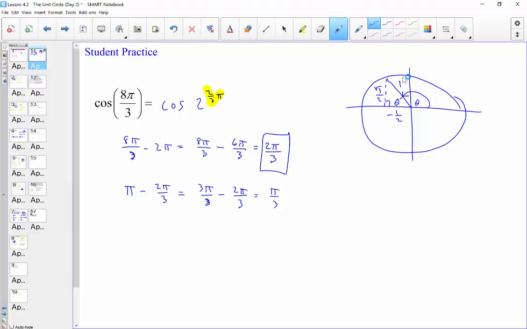So the cosine of 8 pi over 3 is equivalent to the cosine of 2 pi over 3. And using our reference angle pi over 3 to evaluate that, the cosine of our reference angle is the adjacent side, negative 1/2, over the hypotenuse, 1. So the cosine of 8 pi over 3 equals negative 1/2 over 1, which equals negative 1/2.